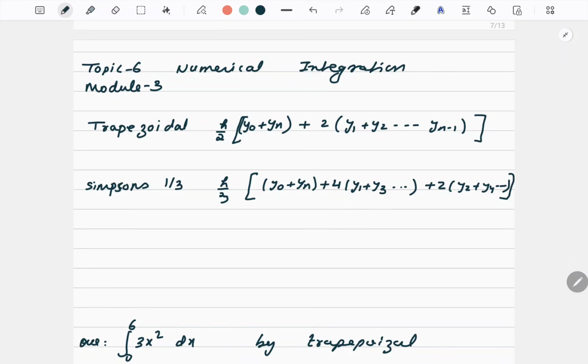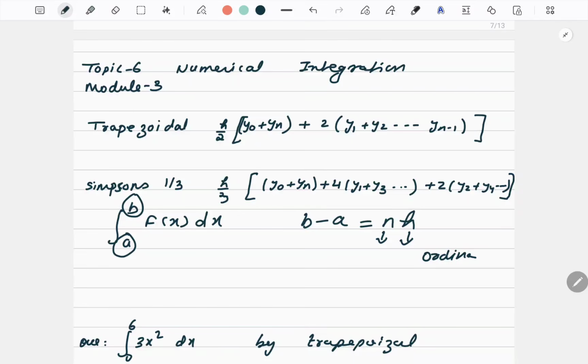Now, what is the concept? First you understand that. They will give you a question integral A to B f(x) dx. First you see what is A and what is B. And B minus A is equal to nh. n is the number of parts and h is the interval size. So they will give you 3 values out of this. If they give ordinates, the ordinates are one more than the number of parts. Otherwise they say 4 equal parts, so n will become 4. If they say 5 ordinates, means n is equal to 4. One less than that is always the number of parts.